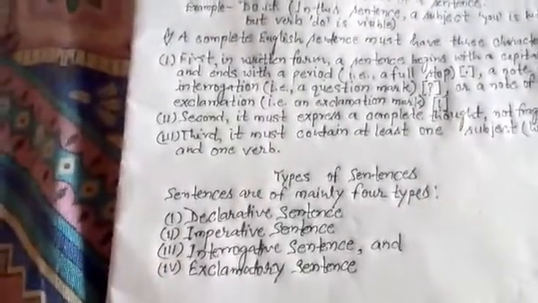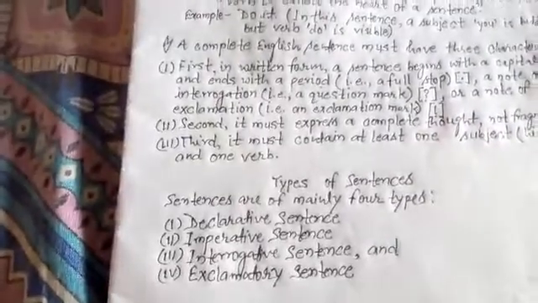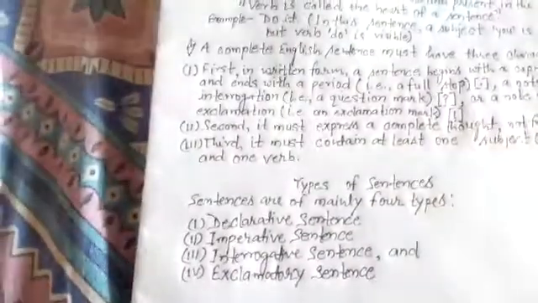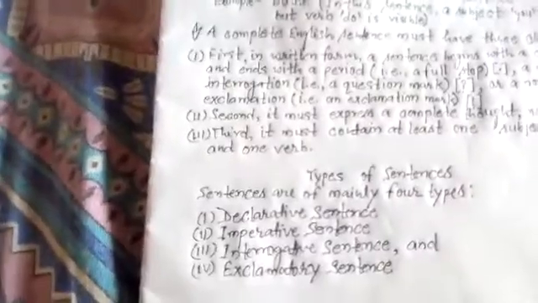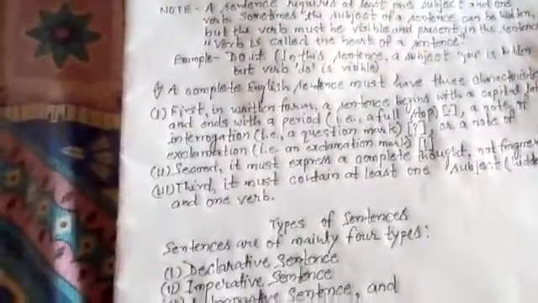So first, declarative sentence. An assertive sentence or declarative sentence simply expresses an opinion, feeling, or makes a statement or describes things. In other words, we can say it declares something. This type of sentence ends with a period, as I told you earlier, that is a full stop. Some examples: I want to be a good cricketer. It's a statement. I am very happy today, so it's a feeling.